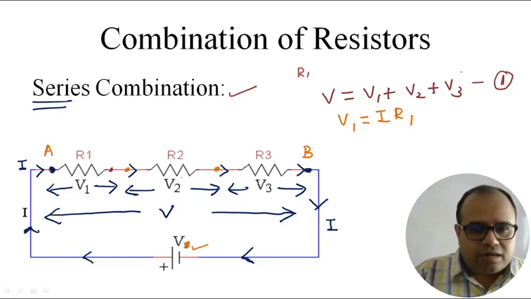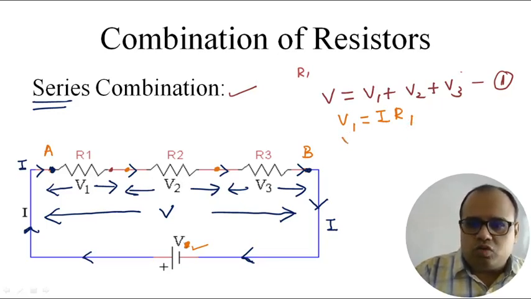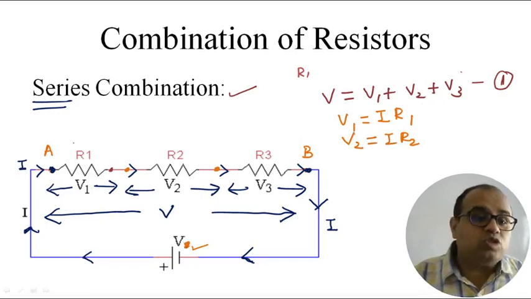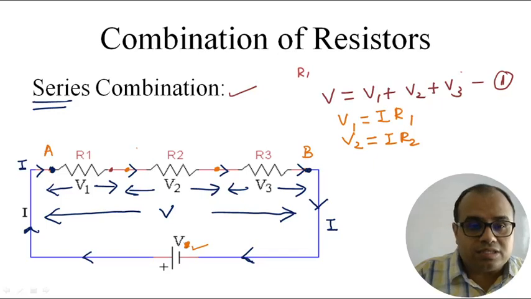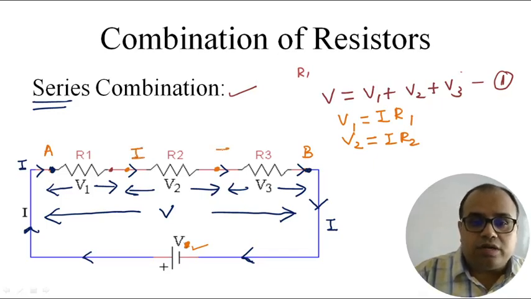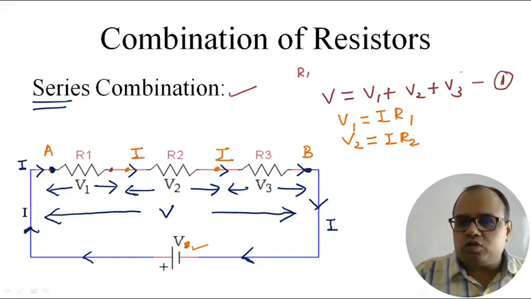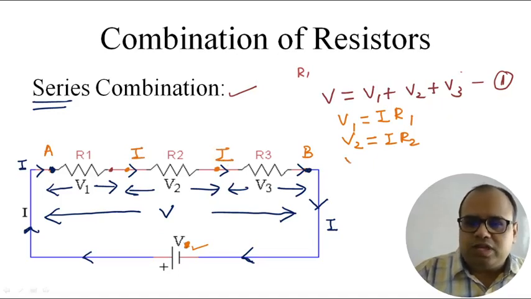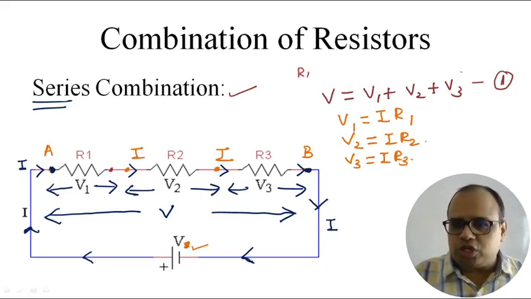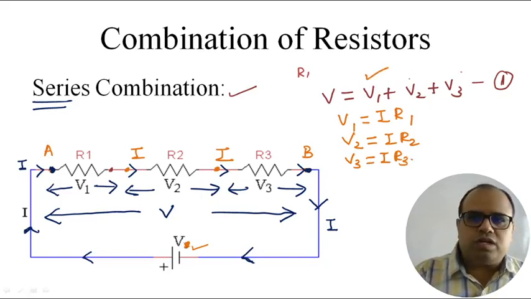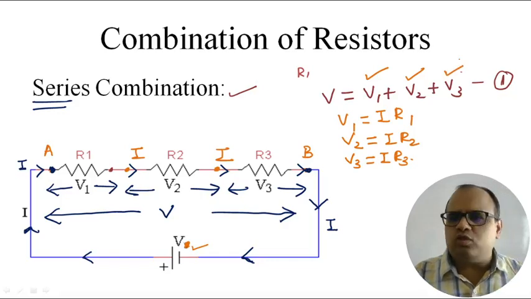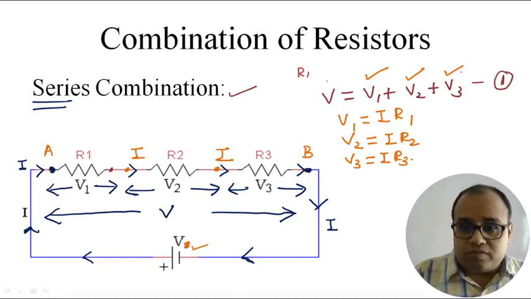Similarly, V2 would be IR2, correct or not? Because we have taken the same current, since the same current is flowing through all these resistors. The current is not different. So V2 equals IR2, and V3 is equal to IR3. Now these values we can substitute here. We have the values of V1, V2, V3, but we also need the value of V.